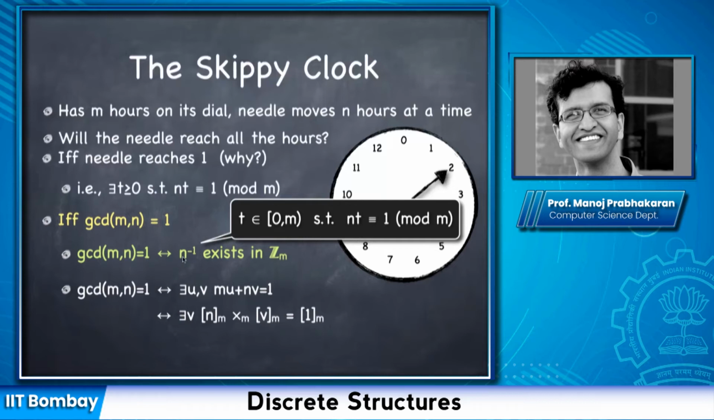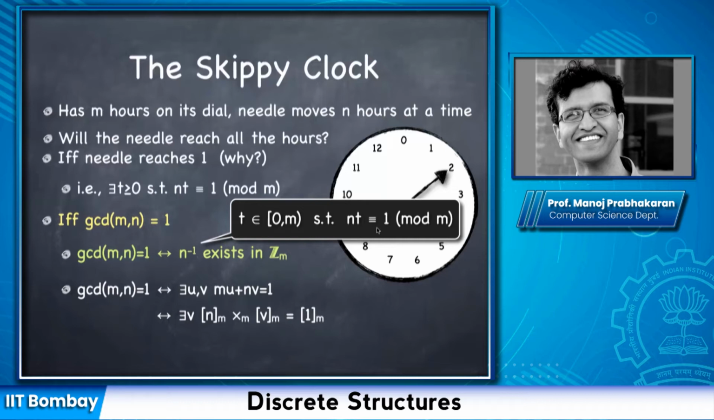And then n times t makes sense. So t is a non-negative integer. So n times t is some number of steps, t steps you would have taken, skipping n hours at a time. So the fact that n inverse exists tells you that indeed there is a time, strictly less than m time steps, and some positive number of time steps, in which you would reach 1. All right, so that's the answer. We are kind of done with that question.